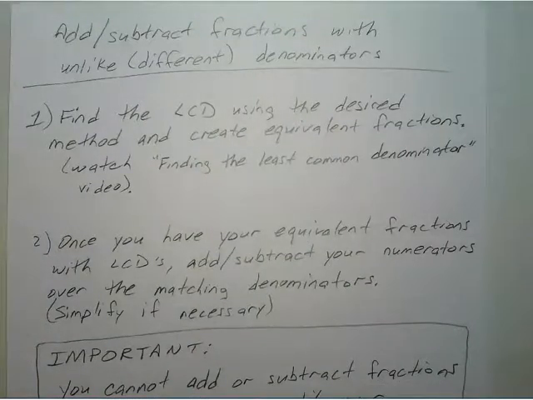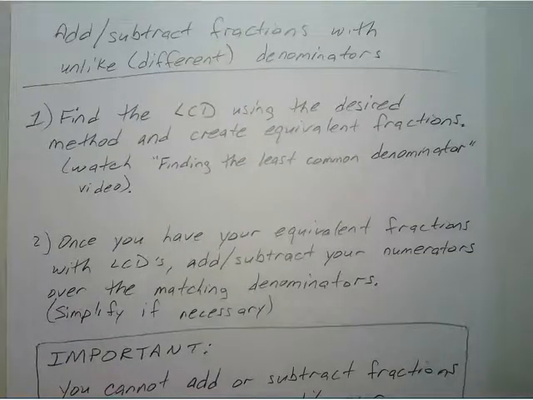Hello everyone. In this video we will be looking at how to add and subtract fractions with unlike or different denominators. First, you're going to find the least common denominator using the desired method and create equivalent fractions. If you're unsure how to do that or can't remember, just go back to my finding the least common denominator video, and that'll walk you through this first step.